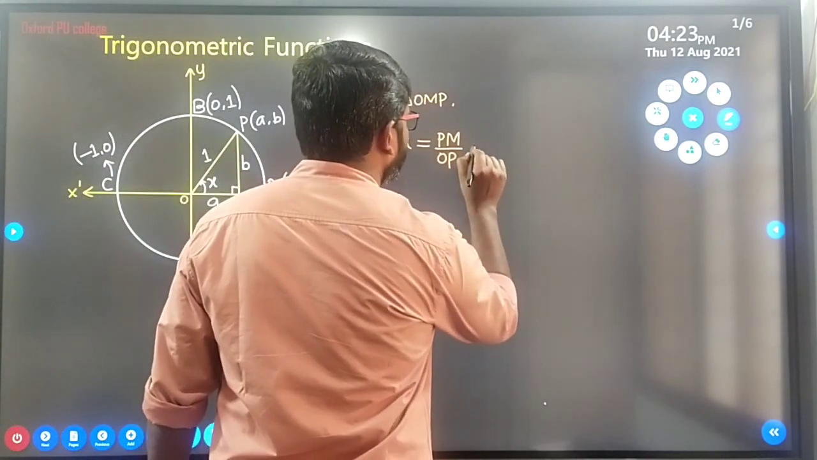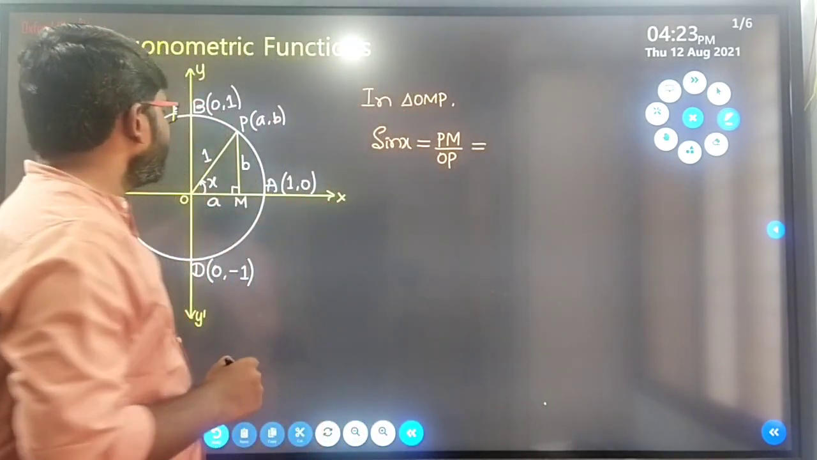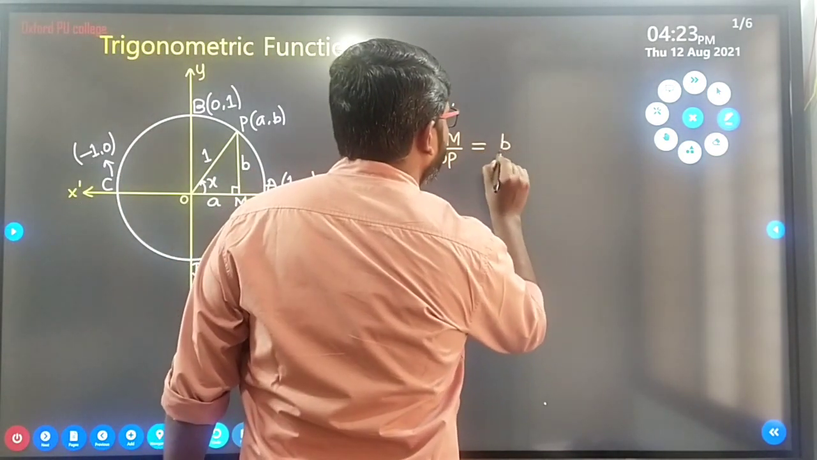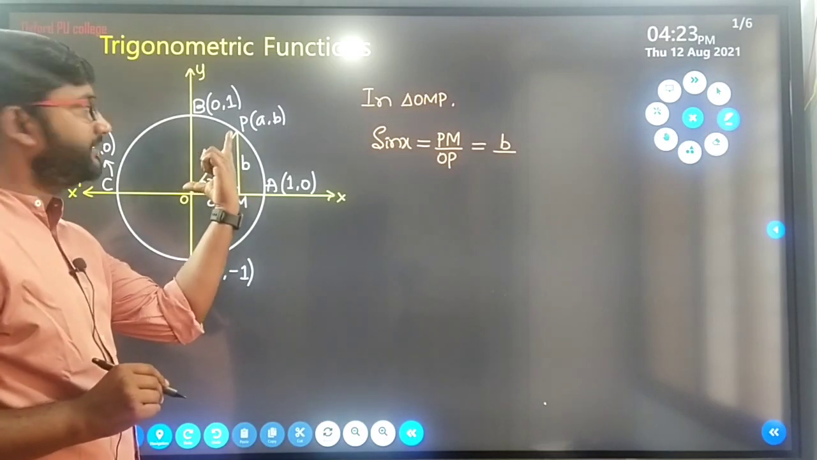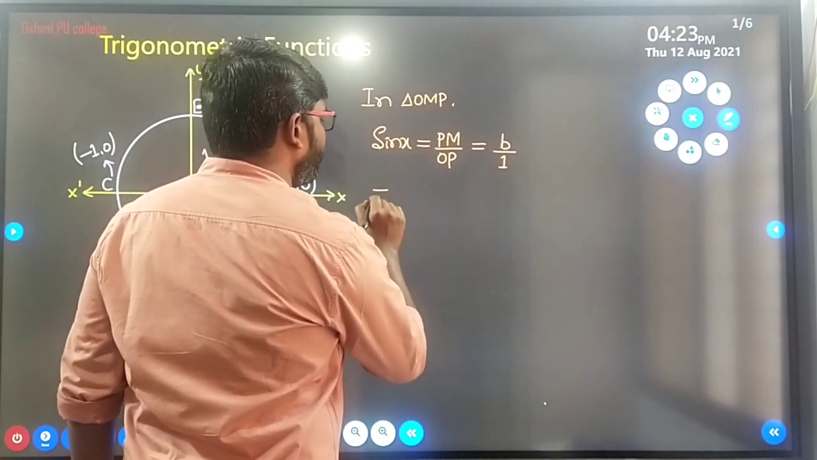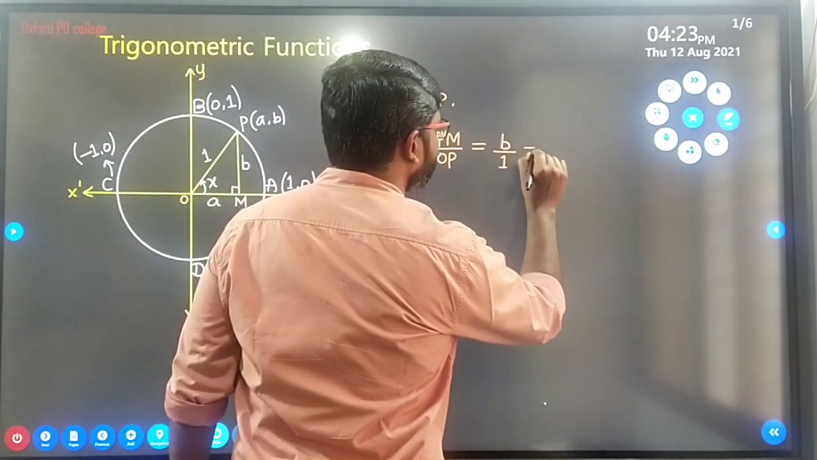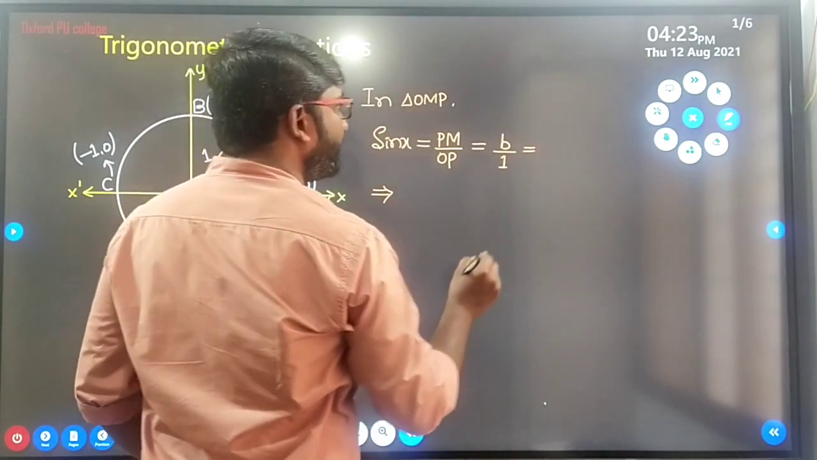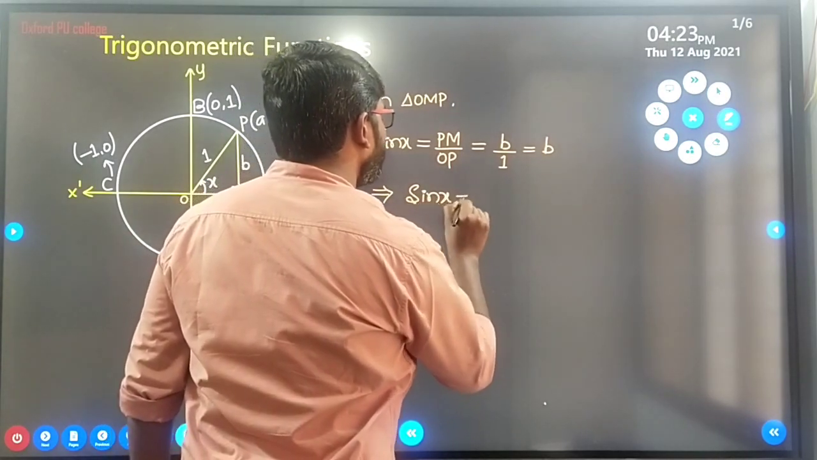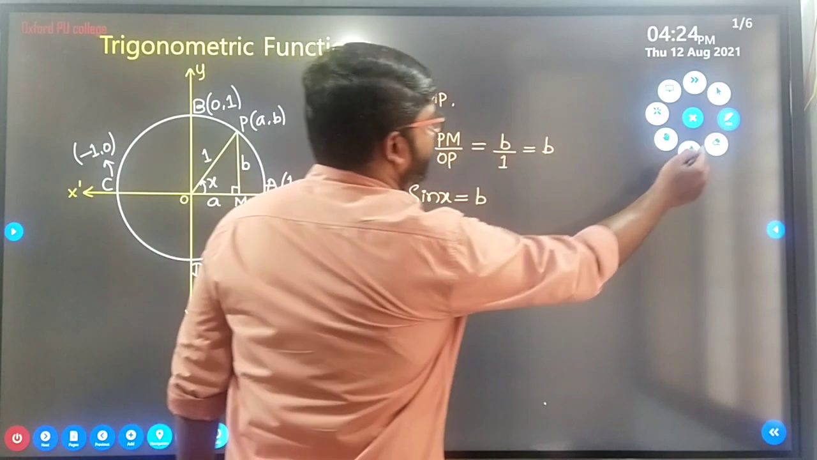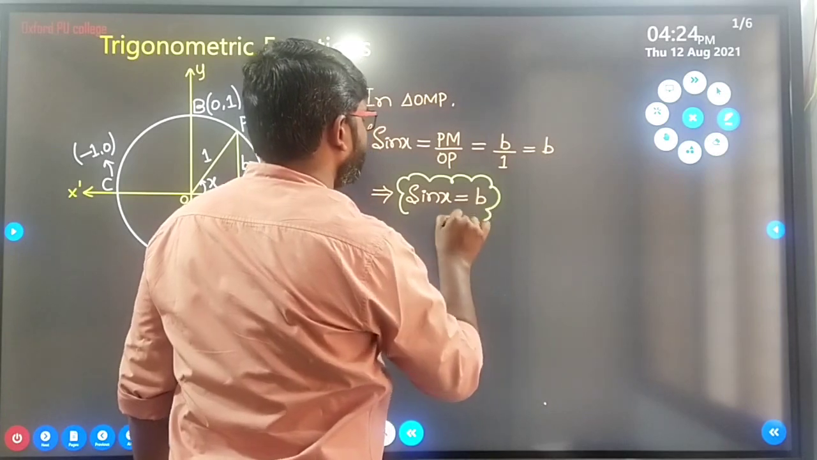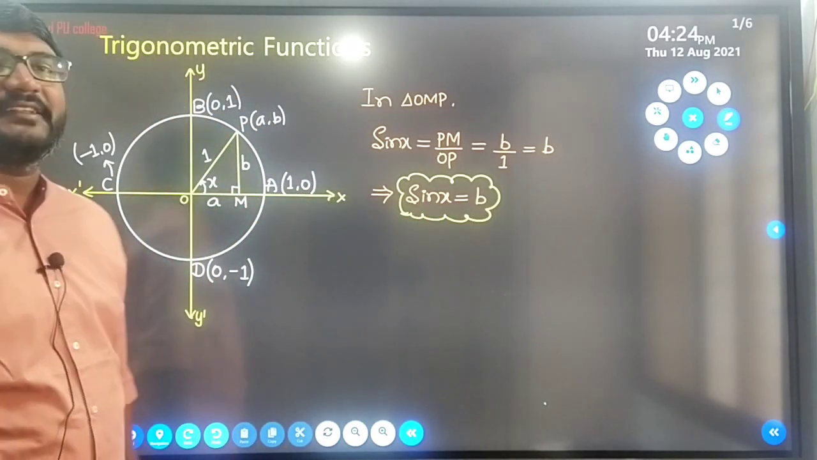So what is sin x now? It is PM by OP. PM is nothing but b here. What is PM? It is b, divided by OP. What is OP? It is the radius. The radius is 1 unit here. So I'll be writing 1 here. So overall, this implies b by 1, it will be b. Then sin x is equal to b. So this is sin x now, sin x equal to b.